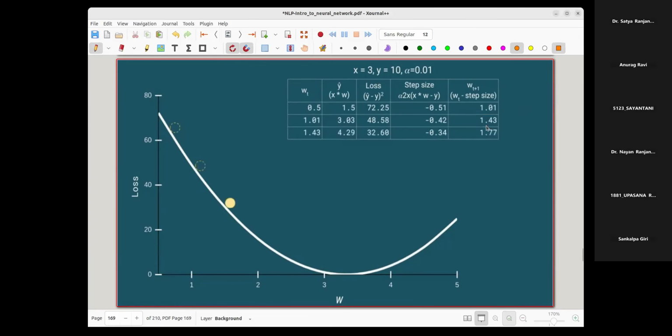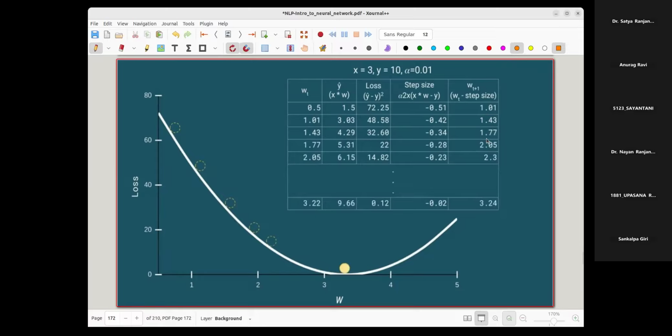When I use 1.43, we get the loss again decreasing, that is 32.60, and we are getting new W as 1.77. When I use 1.77, the loss is 22 and new W is 2.05. When I use 2.05, the loss becomes 14.82 and the new W is updated as 2.3. So when we go on doing this, we'll get that W at 3.22, the loss is 0.12, and after that you get a new W 3.24.